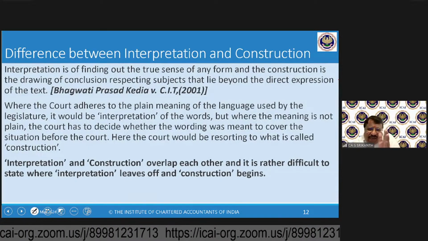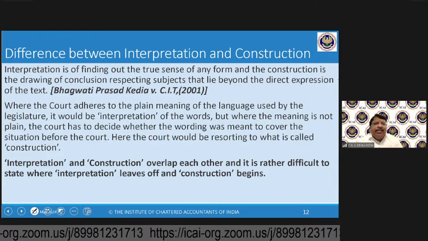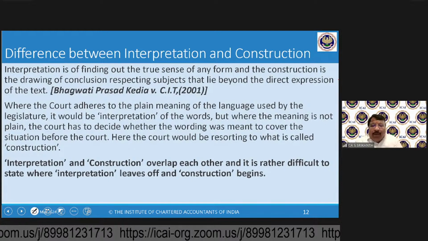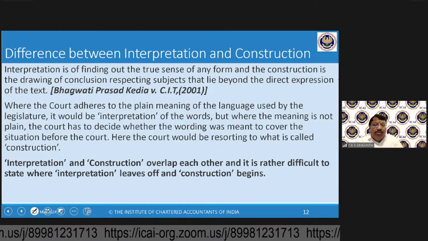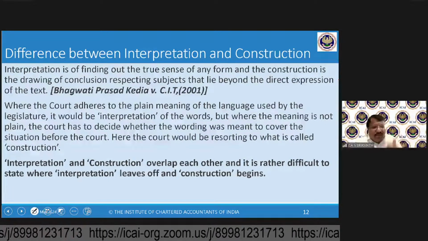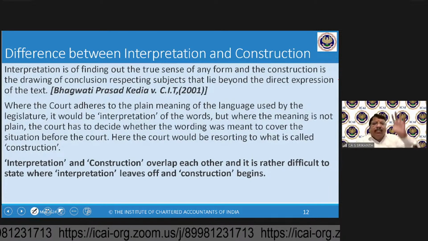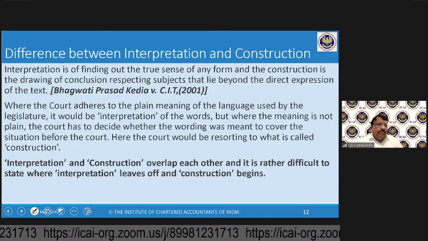If you want to have a slight shade of meaning difference, see, in interpretation there is an ambiguity in the statute. Please understand. In interpretation there is an ambiguity in the statute. So we are taking the words of the statute, trying to understand them, and giving meaning to that statute. That is called interpretation.